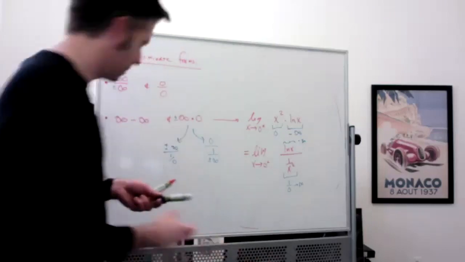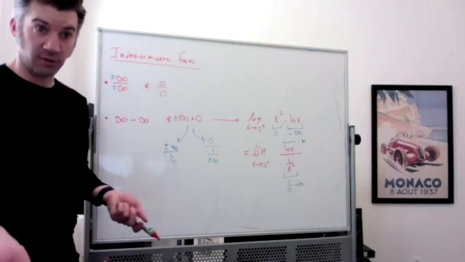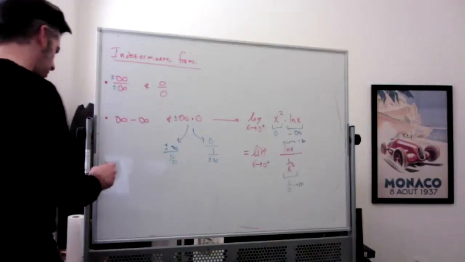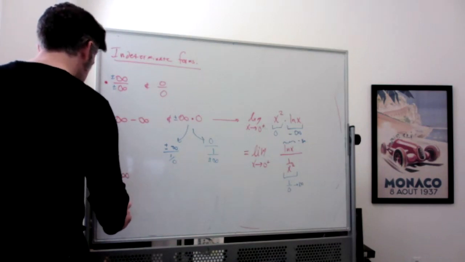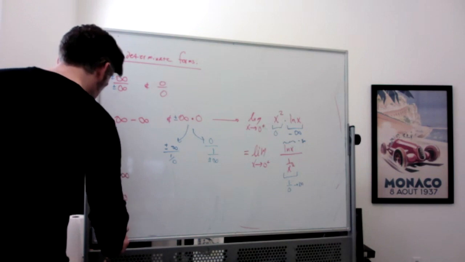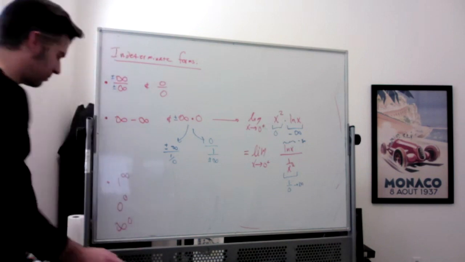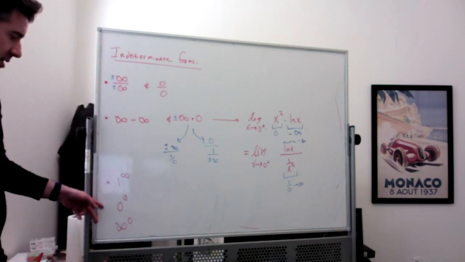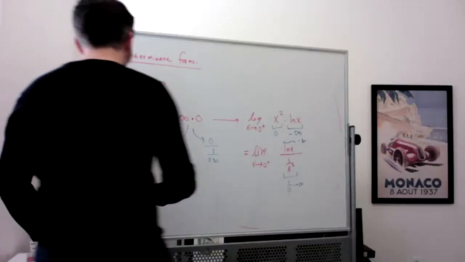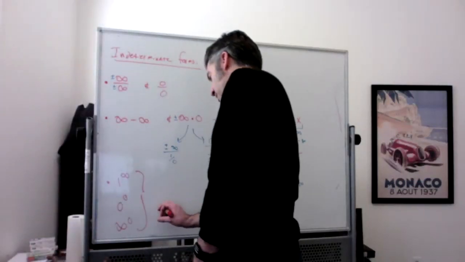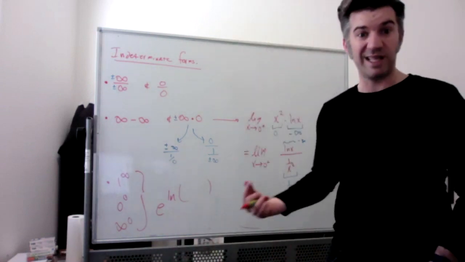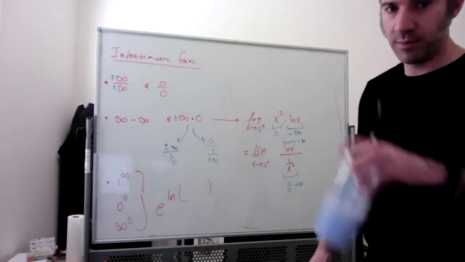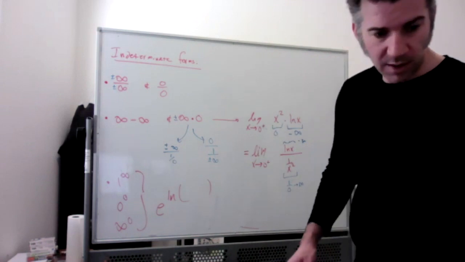And then the last three are the exponential forms. You have your 1 to the infinities, your 0 to the zeros, and your infinity to the zeros. Anything that looks like this, all of these require doing the e to the natural log of your stuff so that you can bring down your exponent. Okay. Let's do some more examples.